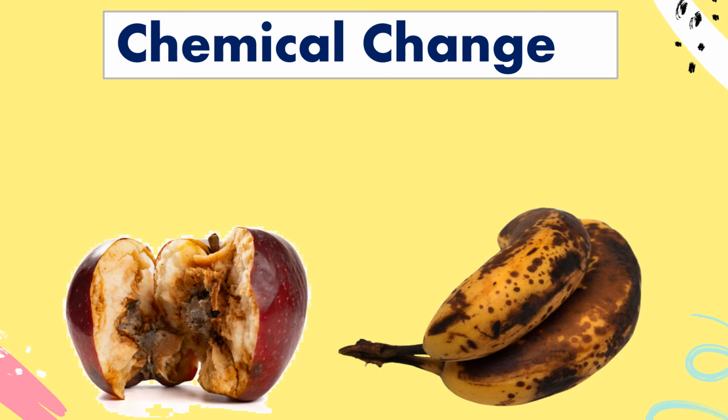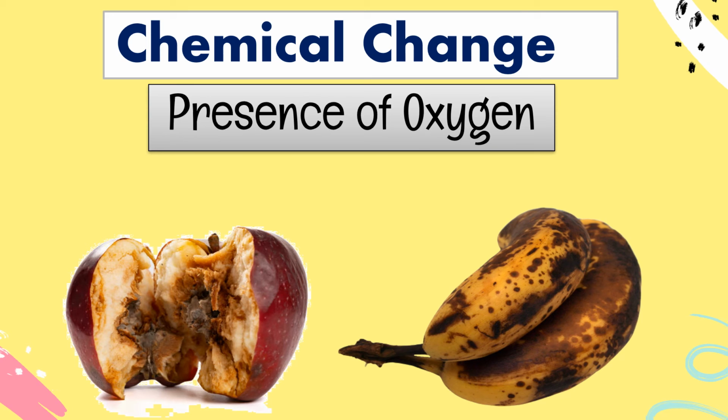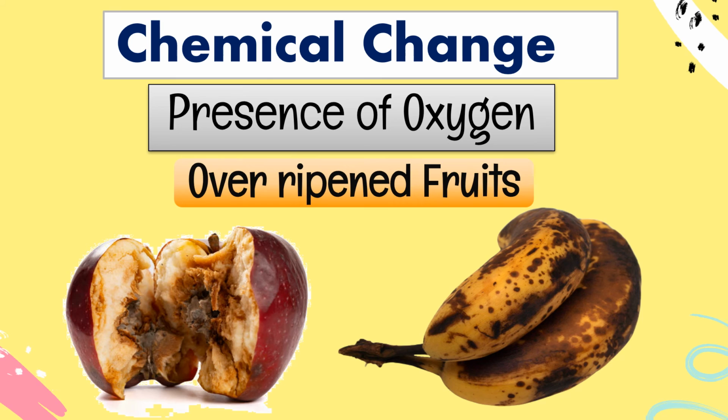Look at these materials. What happened with the fruits? There is a change, and we call this a chemical change. There is the presence of oxygen. What happened to the fruit? Over-ripened fruits started to decay. It becomes rotten.